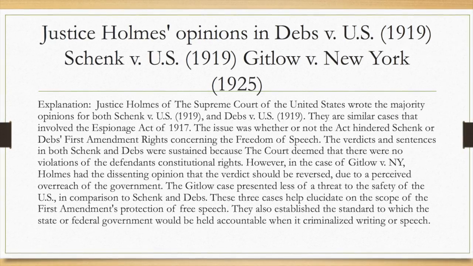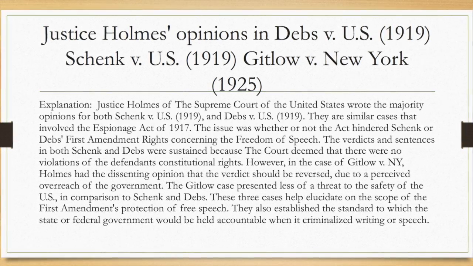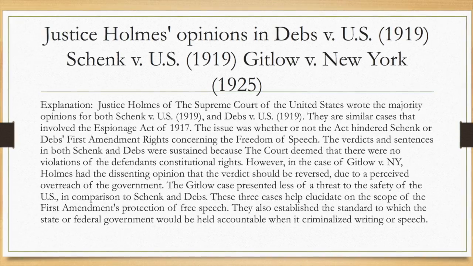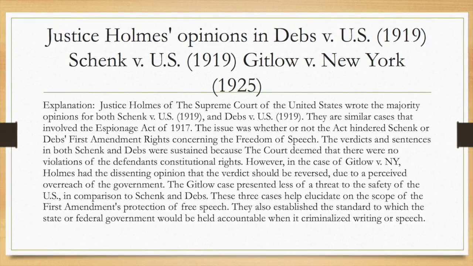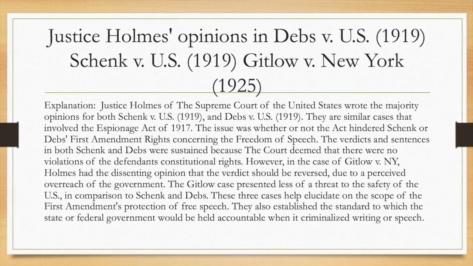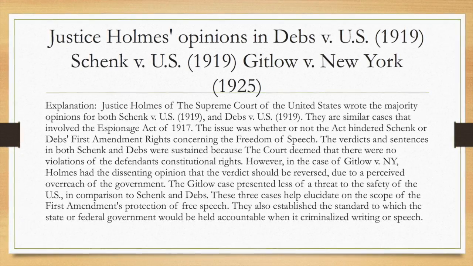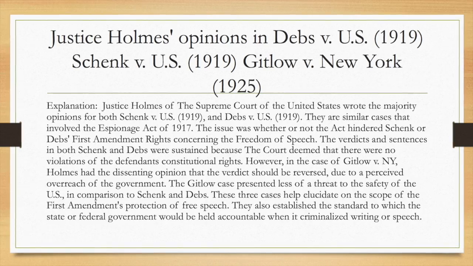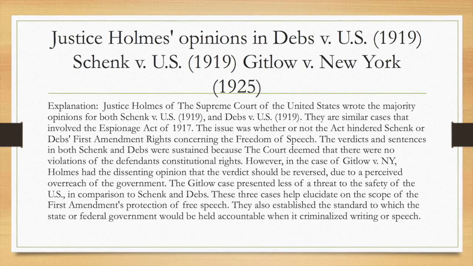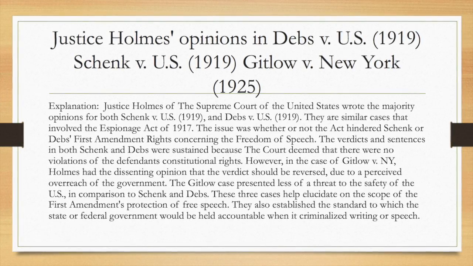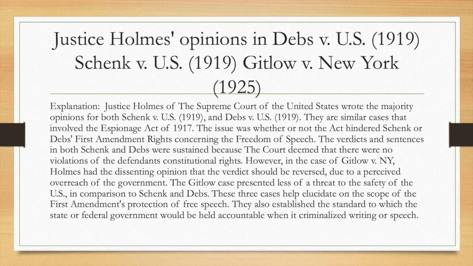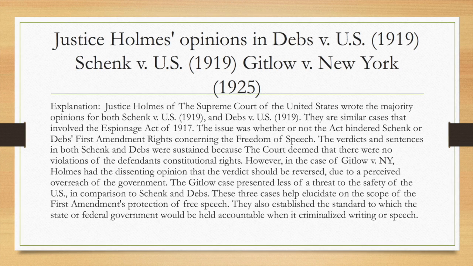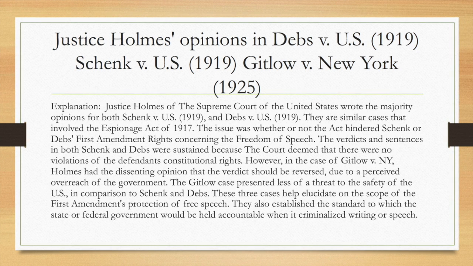However, in the case of Gitlow v. New York, Holmes said in the dissenting opinion that the verdict should be reversed due to a perceived overreach of the government. The Gitlow case presented less of a threat to the safety of the U.S. in comparison to Schenck and Debs. These three cases help elucidate the scope of the First Amendment's protection of free speech. They also establish the standard to which the state or federal government would be held accountable when it criminalized writing or speech.